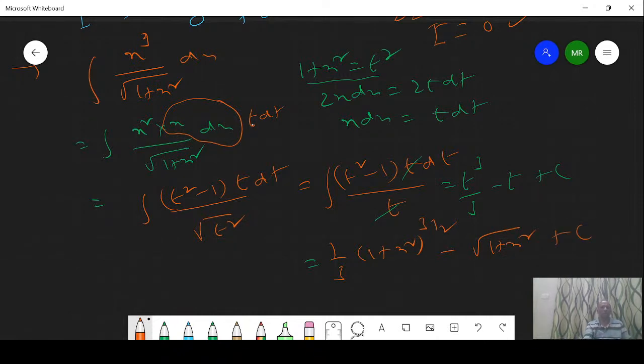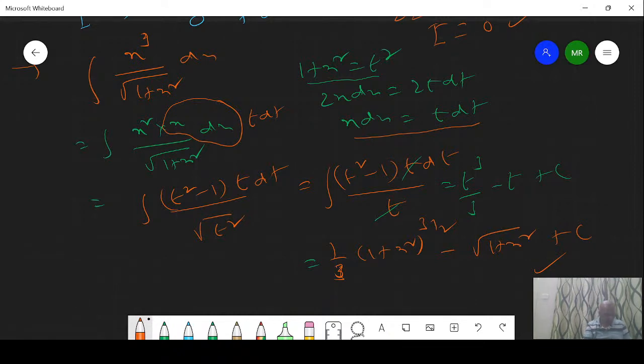We get like this. This model is important. Take 1 plus x square as t square, differentiate this to get x dx equal to t dt, then write x cube as x square into x, and x square as t square minus 1. Then t dt by root of t square, you simplify, and you get the required answer. You should be careful when you resubstitute, replacing t with root of 1 plus x square. This is 1 by 3.